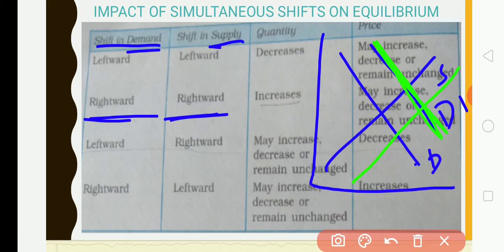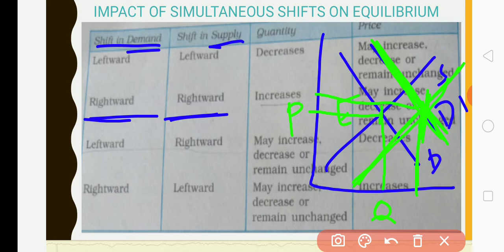When the demand and supply curves intersect, this is the equilibrium point, with this price and quantity. Now when the demand curve has shifted rightward and the supply curve has shifted rightward, the supply and demand are intersecting at this point. At this point, the new equilibrium price takes place.